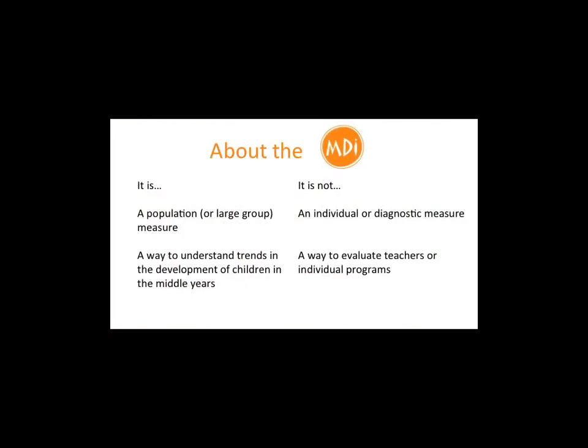The MDI is a population-based survey, so it's telling us about groups such as neighborhoods, cities, or regions, and it's allowing us to see population trends in children's well-being. It's not an individual or diagnostic measure, and it's not used to evaluate teachers or schools or individual programs. So children are filling out the survey themselves at school, and it's administered by teachers or a principal or someone else in the school.